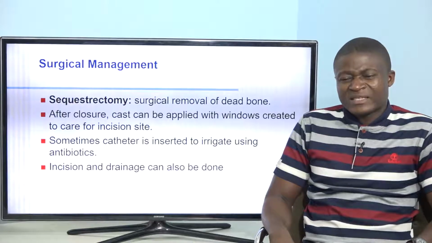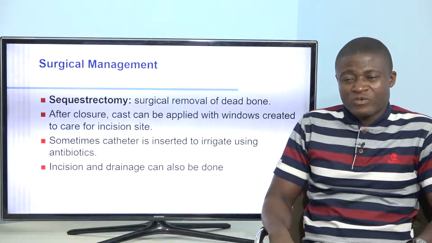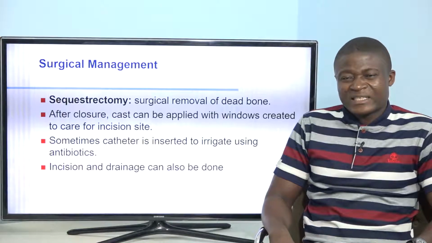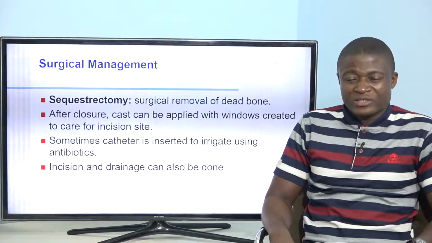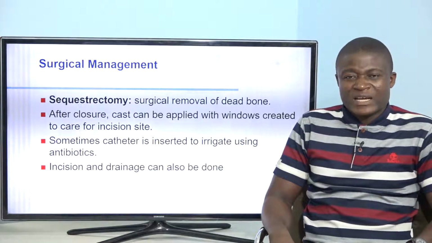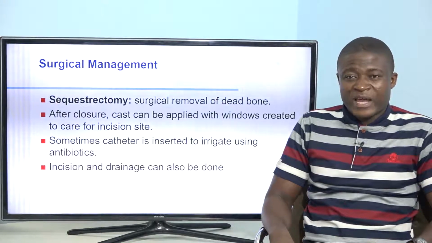A sequestrum is the dead piece of bone that is hiding in the healthy tissue of the bone, and it constantly keeps causing osteomyelitis upon osteomyelitis or regular infections. So we want to do a surgical intervention called sequestrectomy. Sequestrectomy is a surgical removal of dead bone. So we want to do a surgical intervention, and then we'll be able to remove the dead bone.